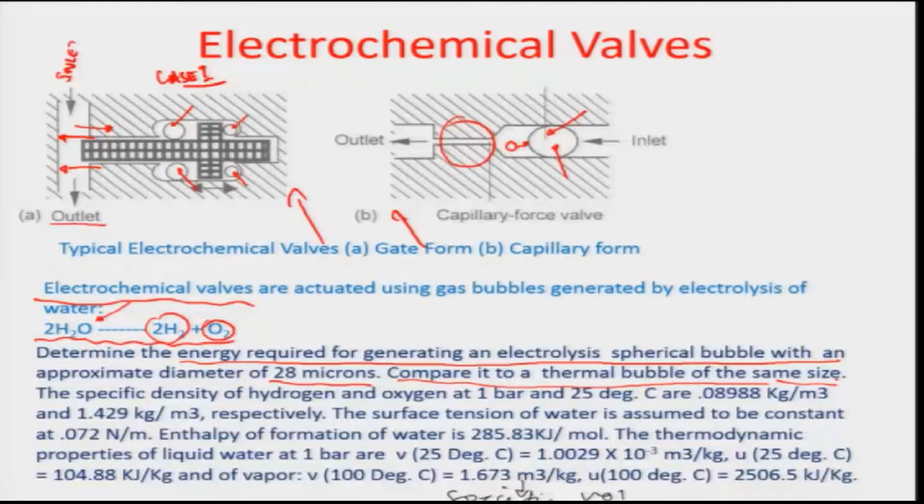Okay. Some parameters have been given here. For example, specific density of hydrogen and oxygen have been given at 1 bar pressure and 25 degrees Celsius. This is the standard temperature and pressure conditions, STP conditions, and they are 0.08988 kg per meter cube and 1.429 kg per meter cube respectively. Similarly, component related to surface tension of the water has been given. So, it is very important to see what are the pressure differences which would be sustained by the bubble. Okay, pressure differences between inside the bubble and outside the bubble. So, we will try to design it on that basis.